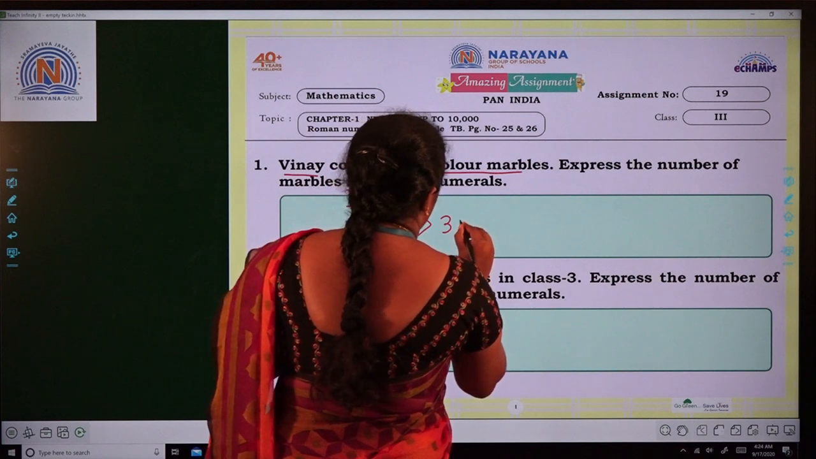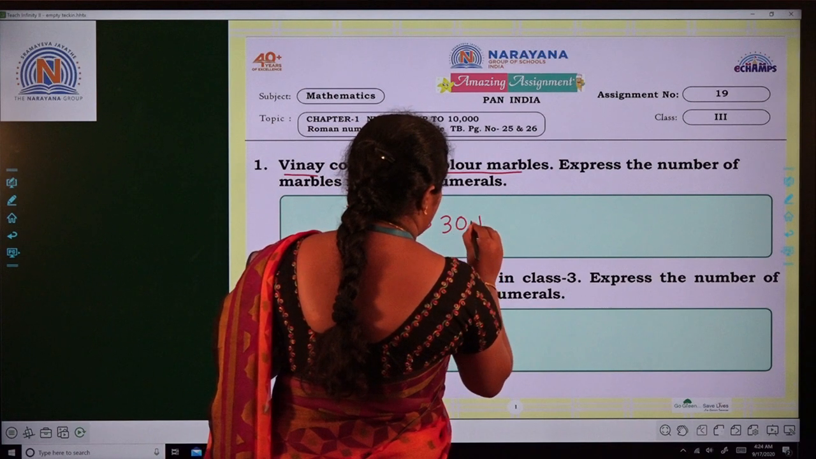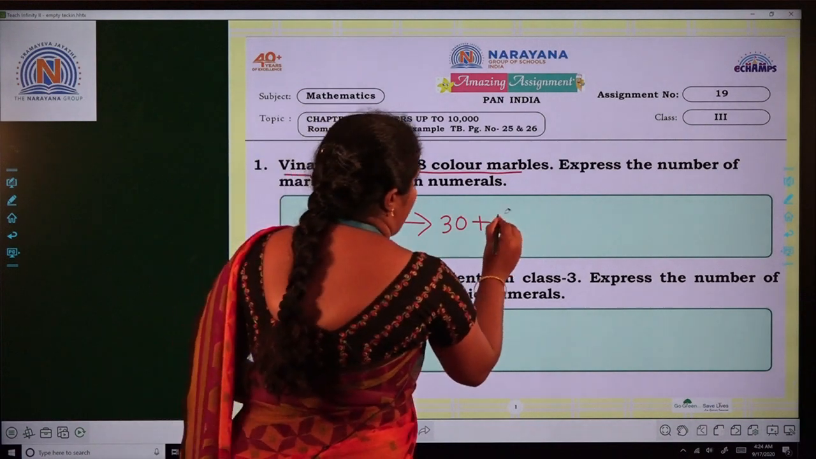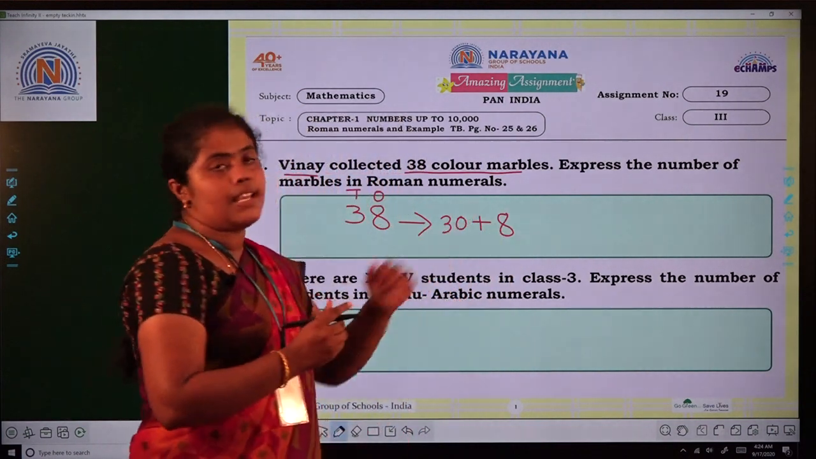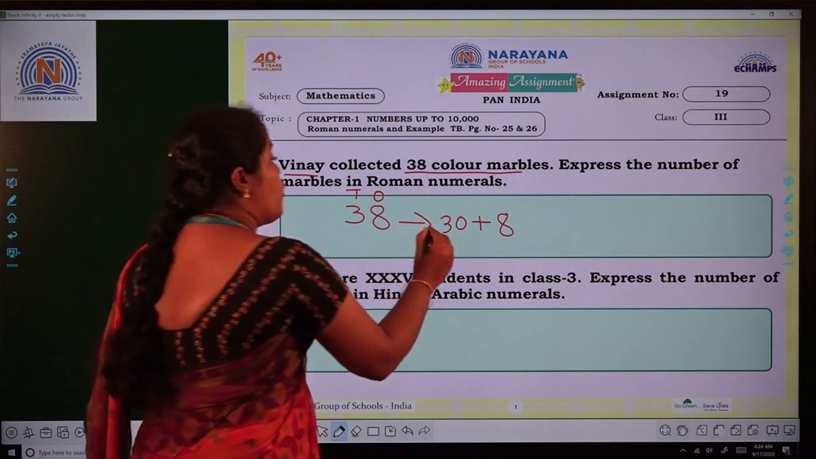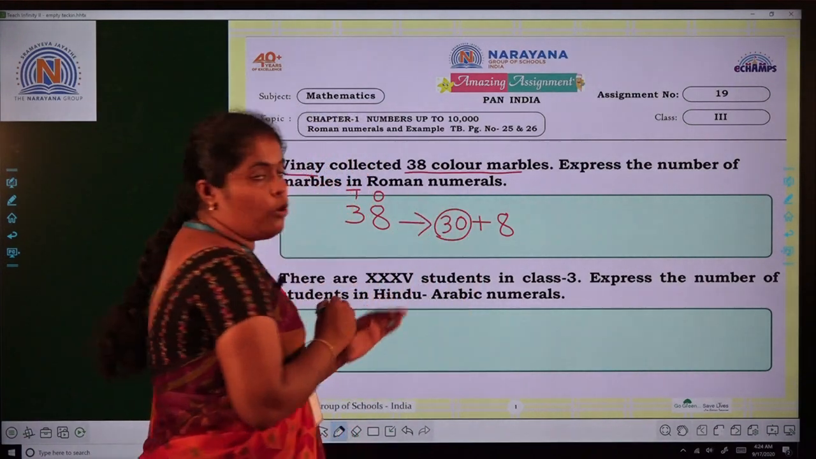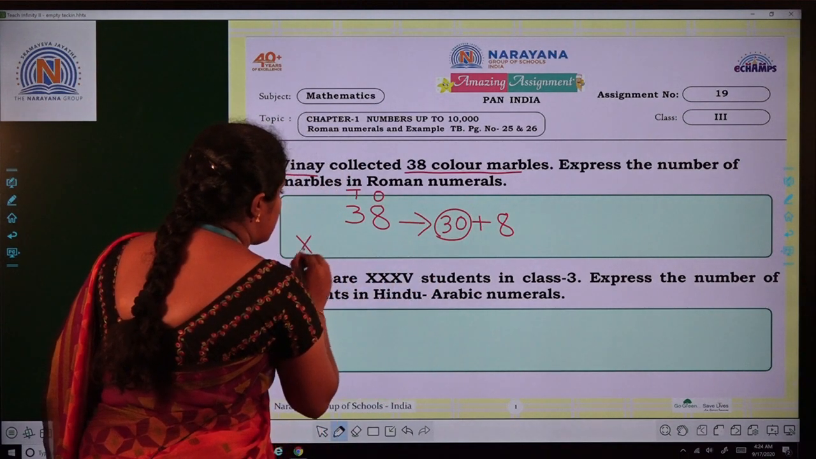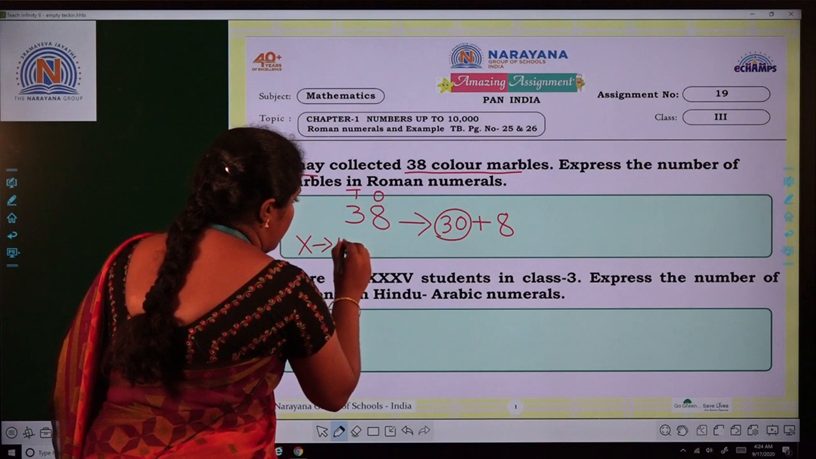3 is in tens place. It means 30. Plus in ones place, the digit is 8. It means 8 ones. We have to write like this, 30 plus 8. Now we will write in Roman numerals. So how to write the 30 in Roman numerals? X means 10 in Roman symbols.